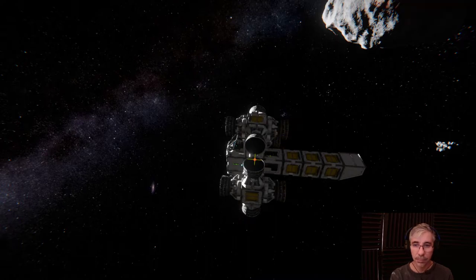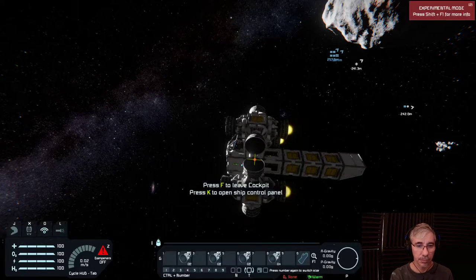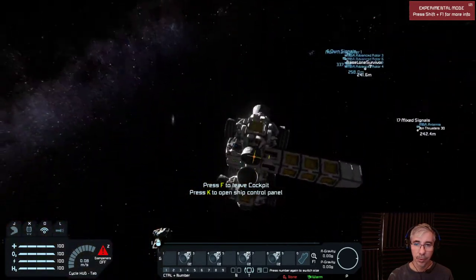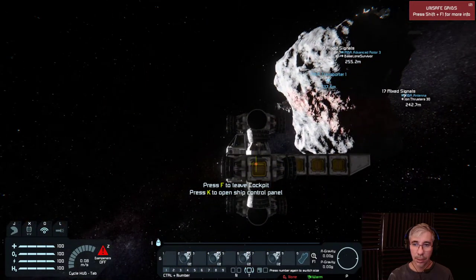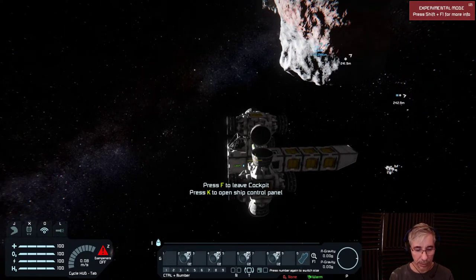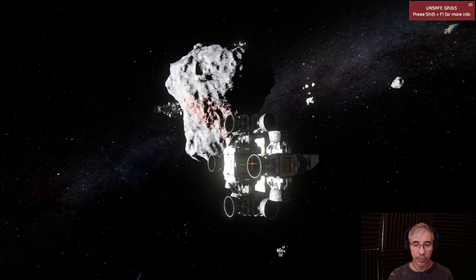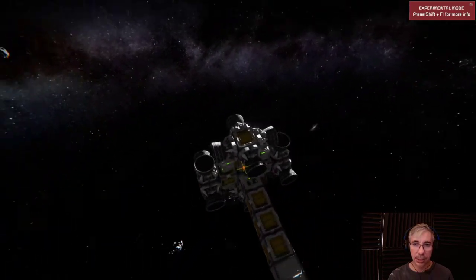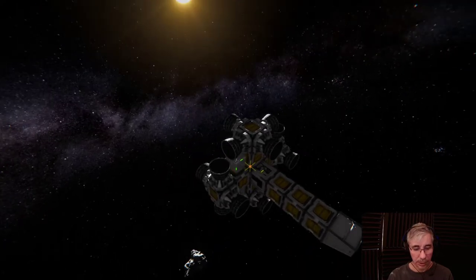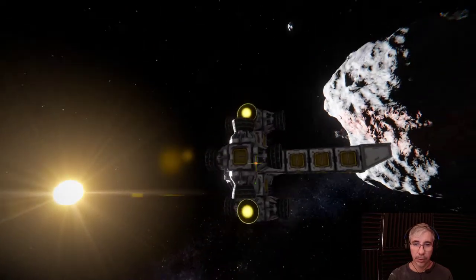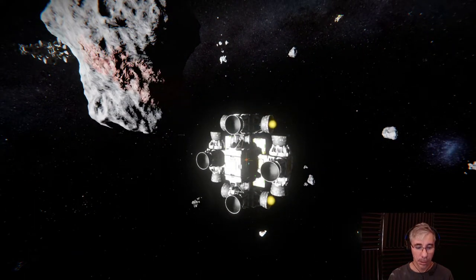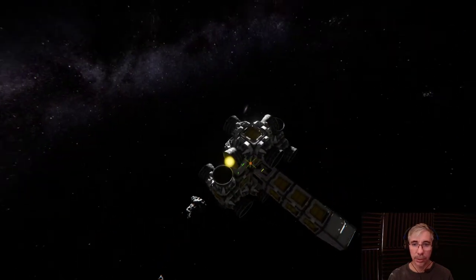So there we are, we have some speed. Okay, it seems to work. We don't have any of this weird rotation stuff. Okay, so that's forwards and backwards. Let's test sideways. So there we go, sideways. So no rotation, right? That's cool.